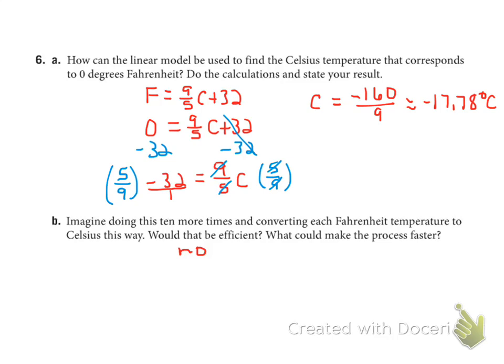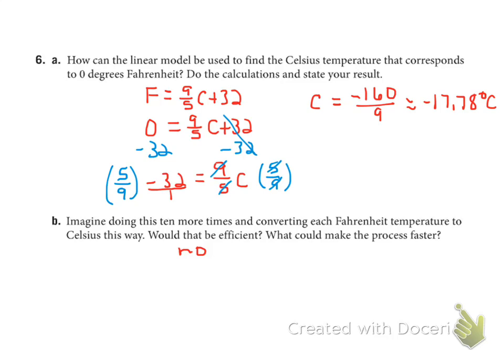Let's look at the equation that we have right now. F equals 9/5 C plus 32. It's much easier to substitute in a value for C and work it out than it is to substitute in a value of F and work it out. Do you agree with that?